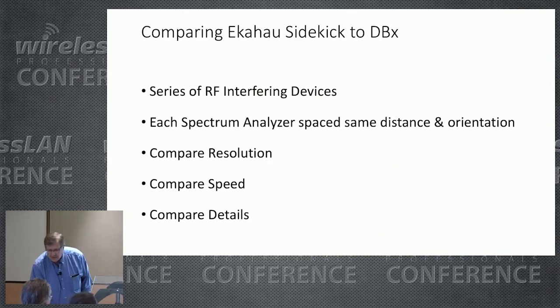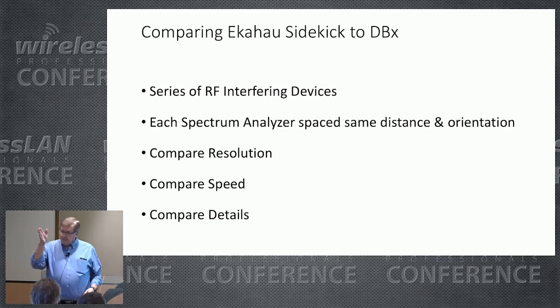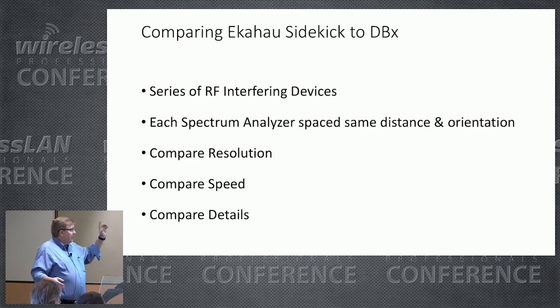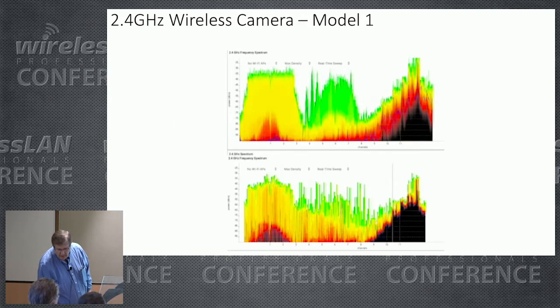What I have here is a series of videos. All were conducted with a Metageek DBX and an Eckhouse Sidekick, exact same distance away from whatever the interfering device was. So we went through a whole series of these, each of them same distance, same orientation, and we just want to compare speed and what they look like.